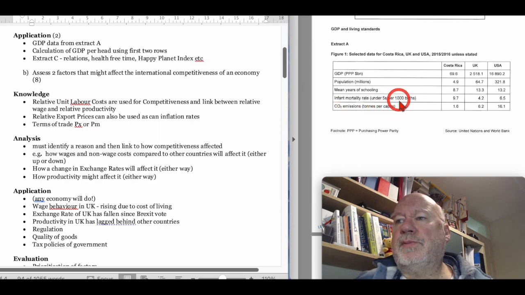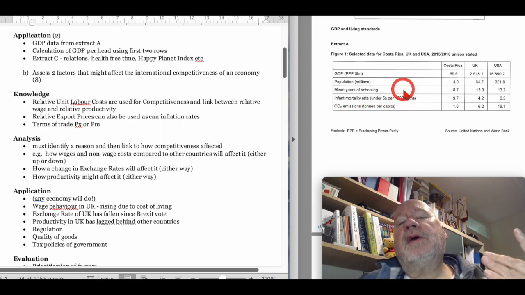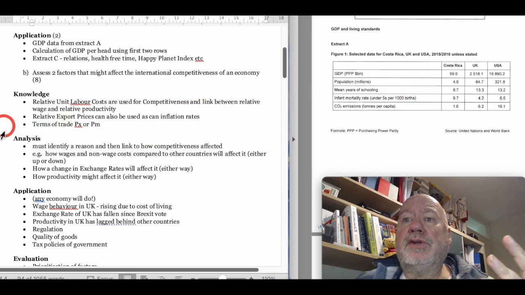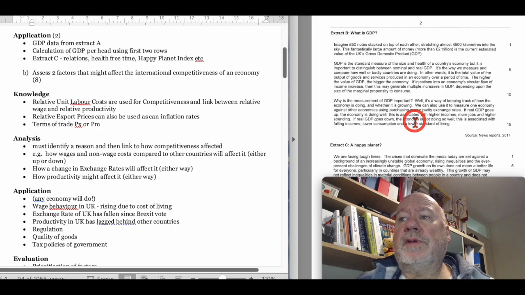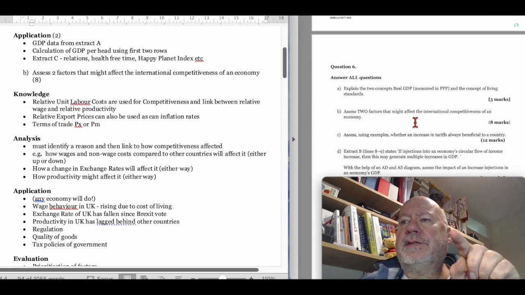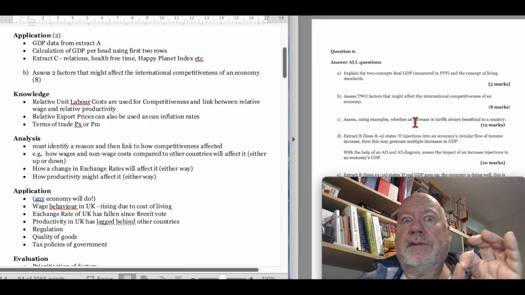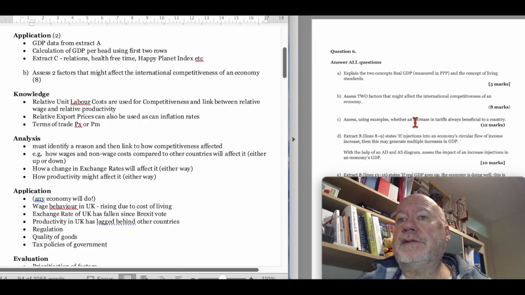There was so much in this case study. There's emissions, there's pollution, etc. that you could have used for the application back here for that first 5 marker. So you really got to learn to get into the case study and use the data that you're given. Often the answers are found in the case study.